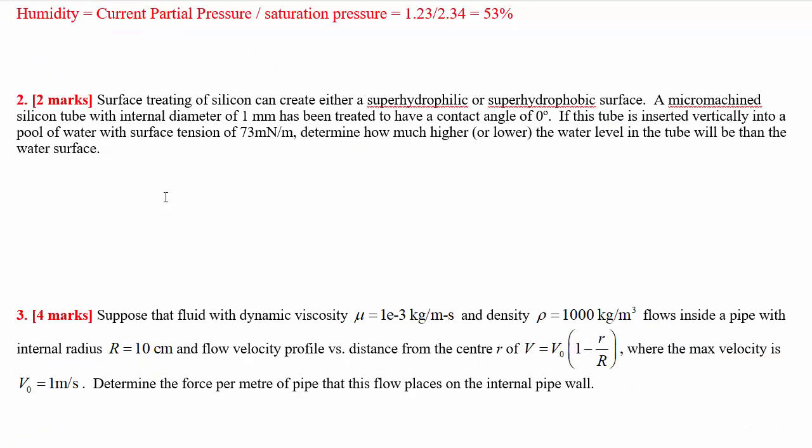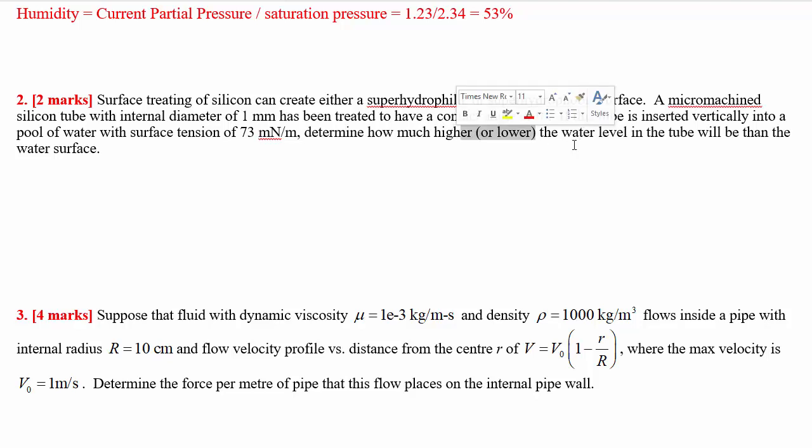All right, number 2. Surface treating of silicon can create either a superhydrophilic or superhydrophobic surface. A micromachined silicon tube with an internal diameter of 1 millimeter has been treated to have a contact angle of 0. If this tube is inserted vertically into a pool of water with surface tension of 73 millinewtons per meter, determine how much higher or lower the water level in the tube will be than the water surface.